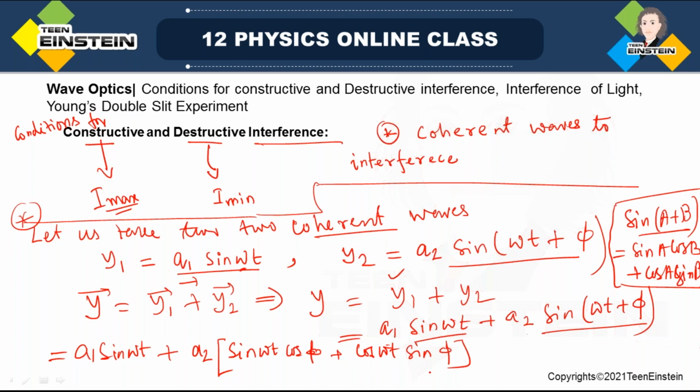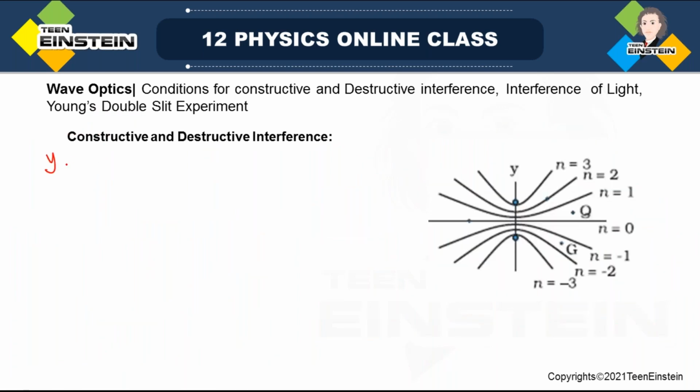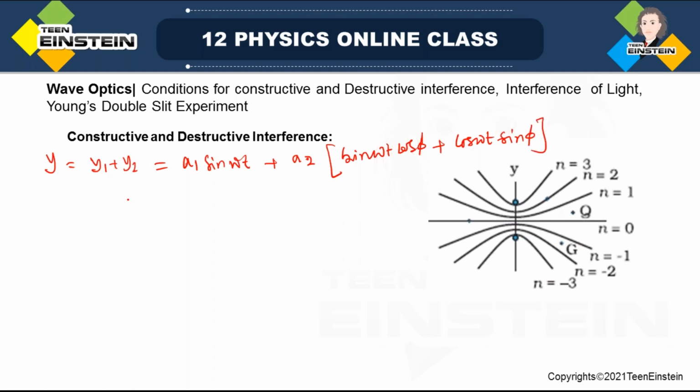Look, what I can do is further simplification. So y is equal to y1 plus y2, what you are calculating here is actually a1 sin omega t plus a2. I'm just exactly writing the last line I have got there. So this will be sin omega t cos of phi plus cos omega t into sin phi. So this is what we have got.